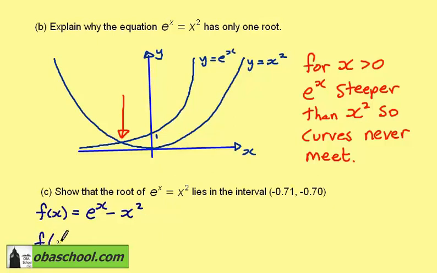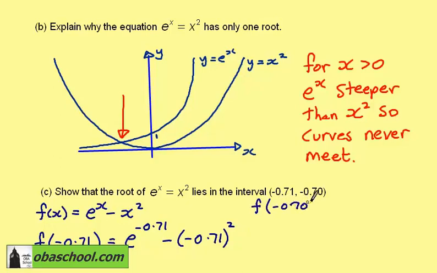So we need to evaluate f of minus 0.71, which will be equal to e to the minus 0.71, take away minus 0.71 squared. We also need to evaluate f of minus 0.7, which is equal to e to the minus 0.70, take away minus 0.70 squared.